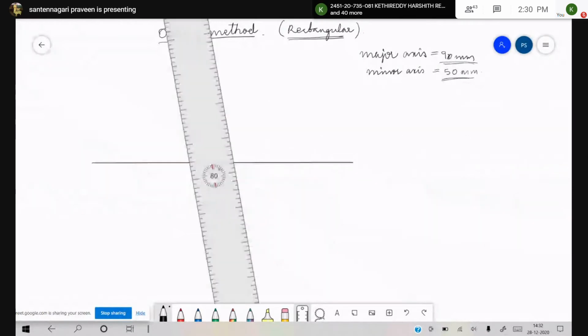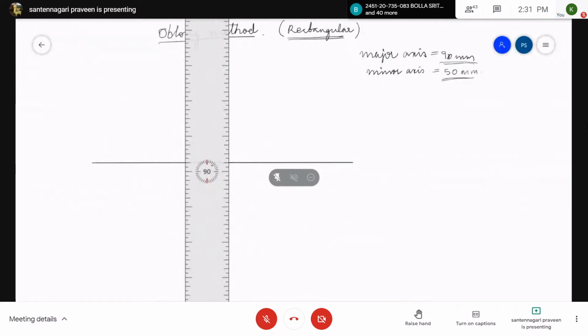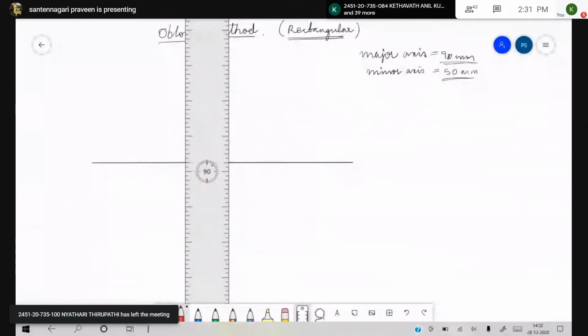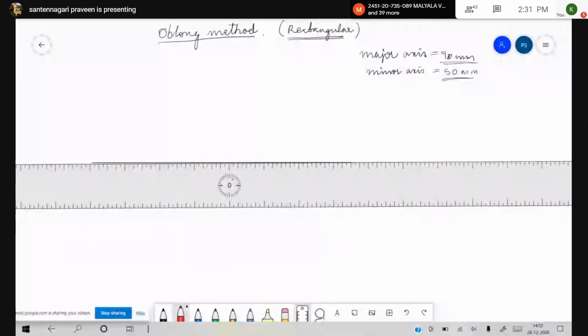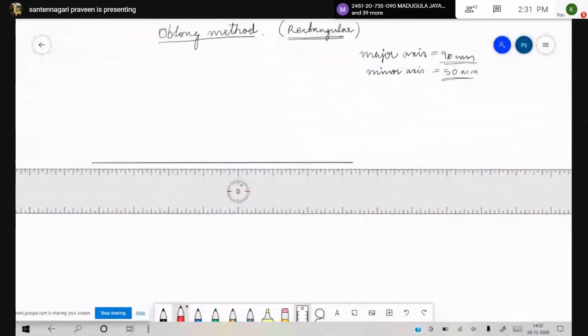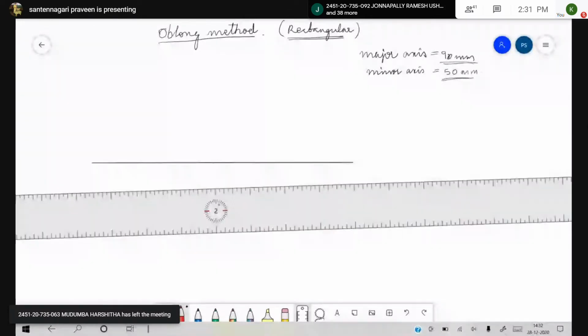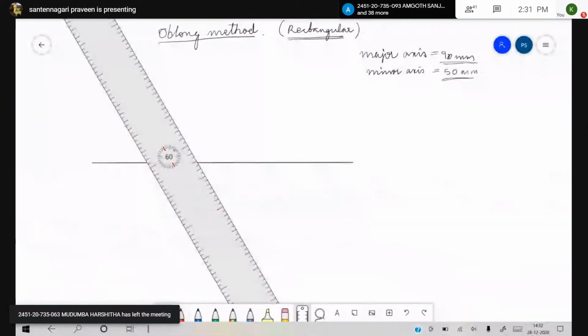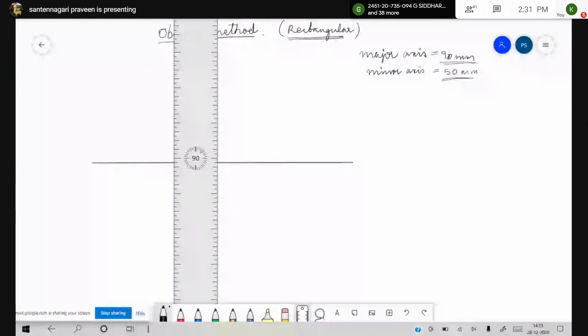So mark the center for this, and with this center, did you mark the center? Yeah, this is the center. You draw a minor axis of 50 mm.